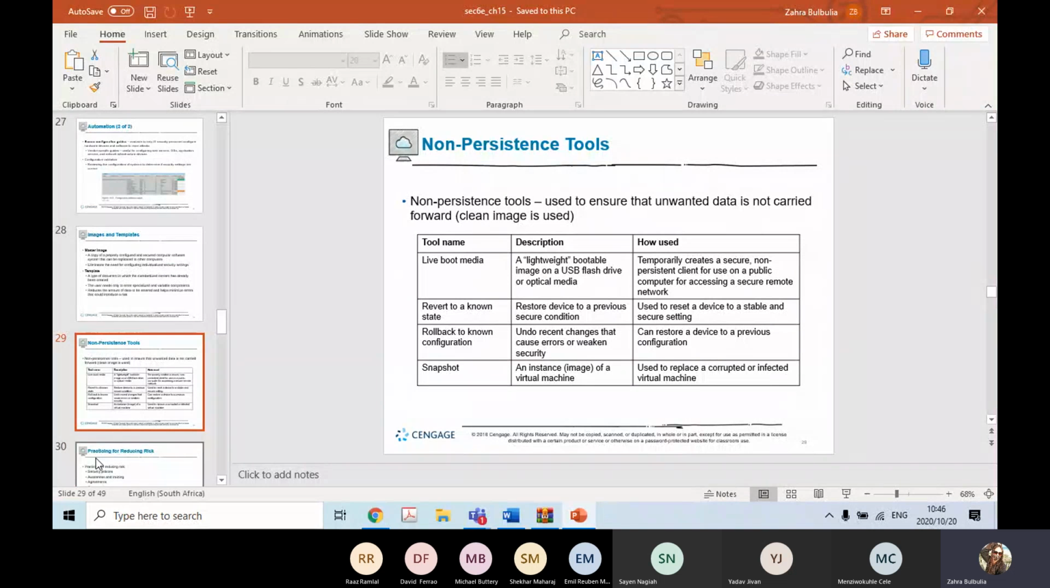Non-persistent tools are used to ensure that unwanted data is not carried forward. So there's quite a few ways of doing it. Live boot media is one of them. It temporarily creates a secure, non-persistent client for use on a public computer. Revert to a known state, so restore to a previous condition that was secure. Roll back to a known configuration, or snapshots, and this is basically used to replace a corrupted or infected virtual machine.